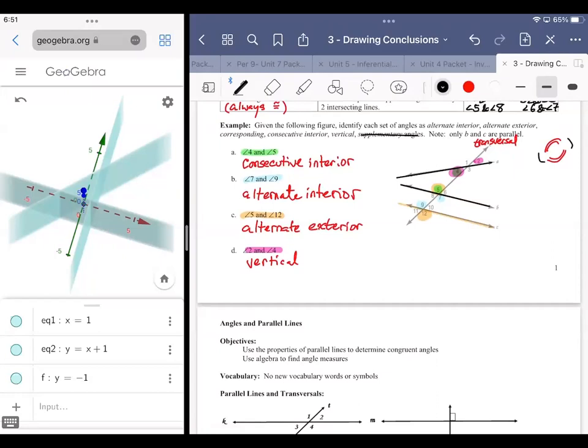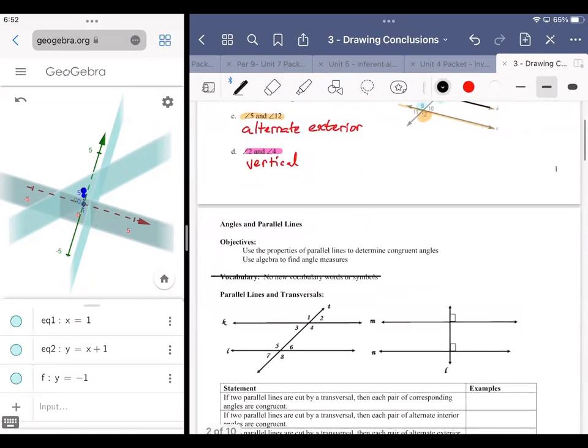So, angles and parallel lines. Hey, objectives. I don't know why I wrote this. I'll take it as a typo also. No new vocabulary. Why? It was like back when I was a rookie and I had to make formal lesson plans that would put stuff like this in there. And some of it stayed.